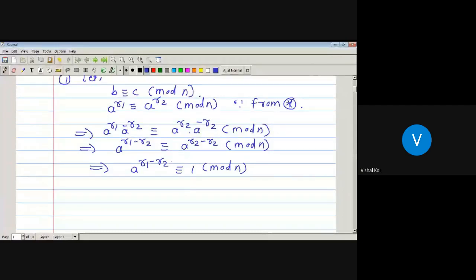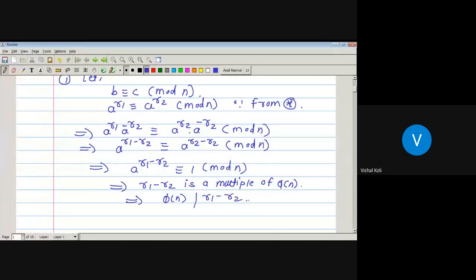But here we get one integer r1 minus r2. If we take the power of a as r1 minus r2, then we get a to the power r1 minus r2 is congruent to 1 modulo n. It implies that r1 minus r2 must be a multiple of phi of n. Since a is a primitive root of n, and r1 minus r2 is a multiple of phi of n, phi of n must divide r1 minus r2.